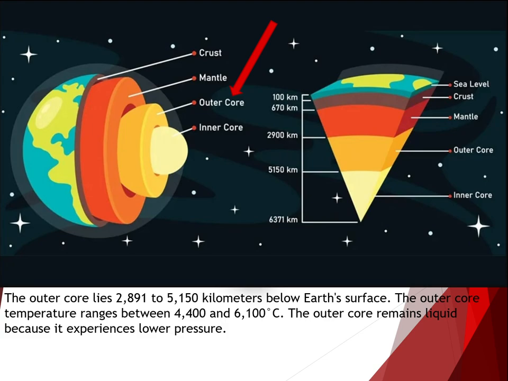The outer core lies 2,891 to 5,150 kilometers below Earth's surface. It accounts for 30% of Earth's total mass. The outer core temperature ranges somewhere between 4,400 and 6,100 degrees Celsius. The outer core remains liquid because it experiences lower pressure compared to the inner core.